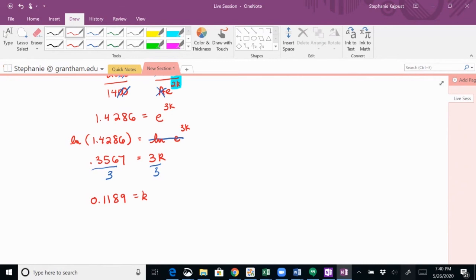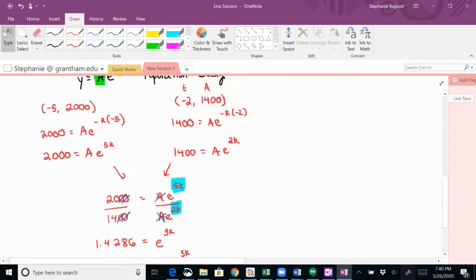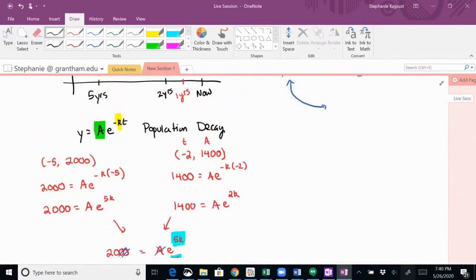So now that I found k, I'm going to go back up. And so we have these equations here. If we have y equals A e to the negative kt, we know k. So now we have y equals A e to the negative 0.1189 t. Now we need to find A.